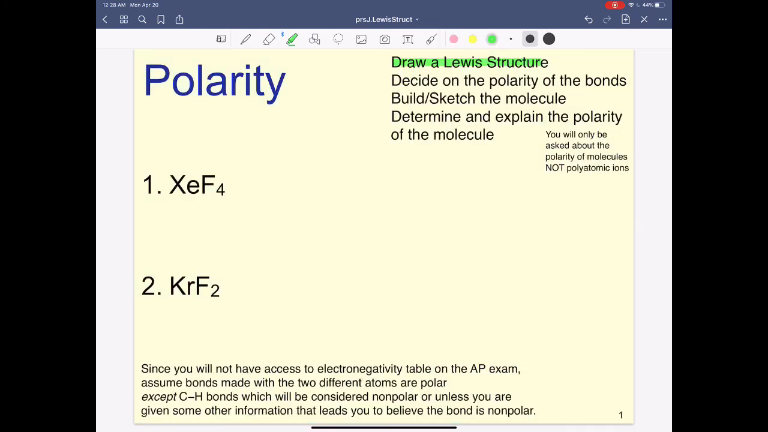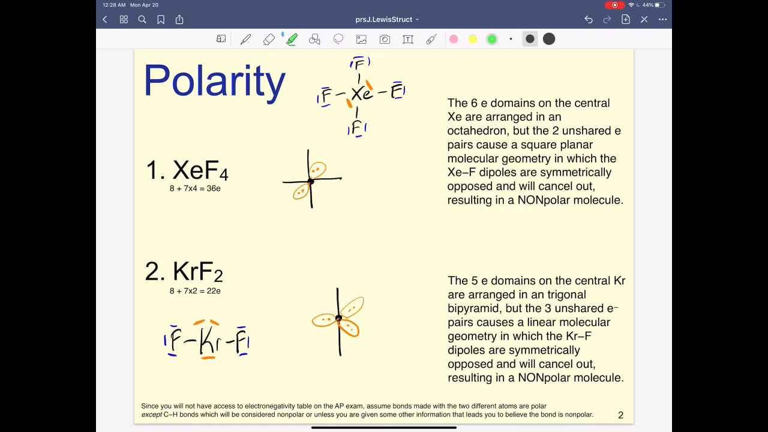Again, drawing Lewis structures. The XeF4 has 6 electron domains. However, the 2 unshared pairs will be at opposite sides of the octahedron, resulting in a square planar geometry in which the dipoles are opposed. They will cancel out. The molecule will be nonpolar. All 4 are arranged in a planar arrangement and will cancel out and end up being nonpolar.